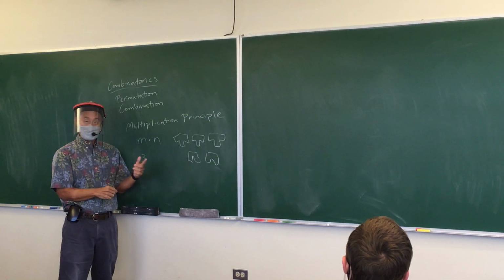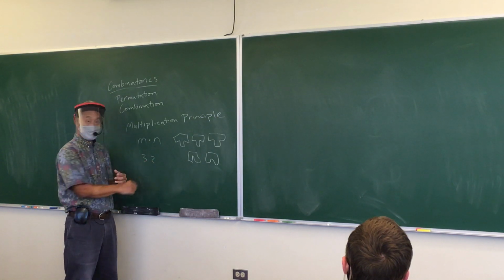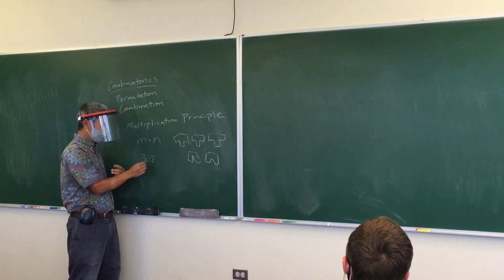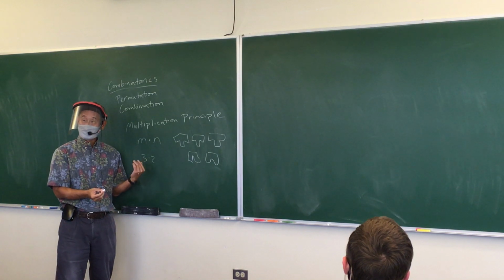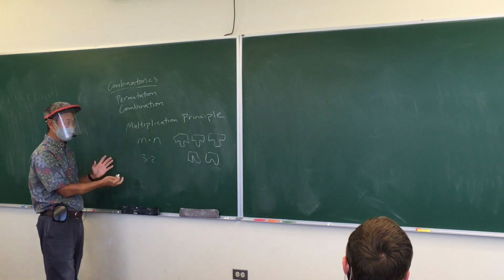Well, the easy way would be, how many choices do you have for a shirt? How many choices do you have for pants? Are you gonna wear them together? Yes, multiply them: 6. See, that's an example of the multiplication principle.